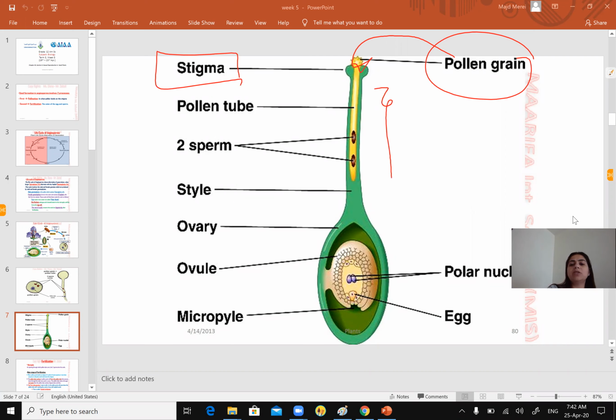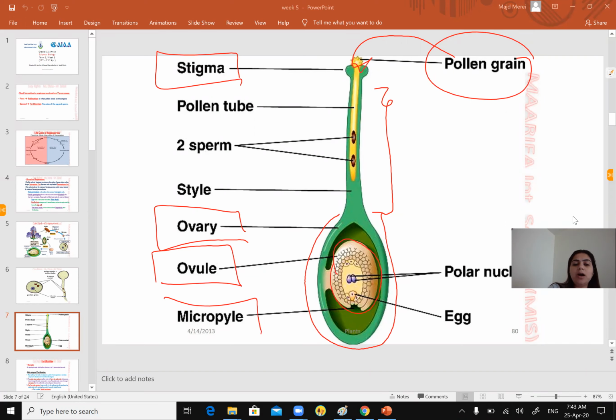The second part, as you learned before, is the style. The third part of the pistil or the carpel is the ovary. Inside the ovary, the ovule. Here is the ovule, okay? The micropyle is the opening of the ovule. For the female, there will be 8 haploid cells. Can you notice them? 1, 2, 3, 4, 5. This one, which is enlarged, is the egg cell, and in the center, the polar nuclei.